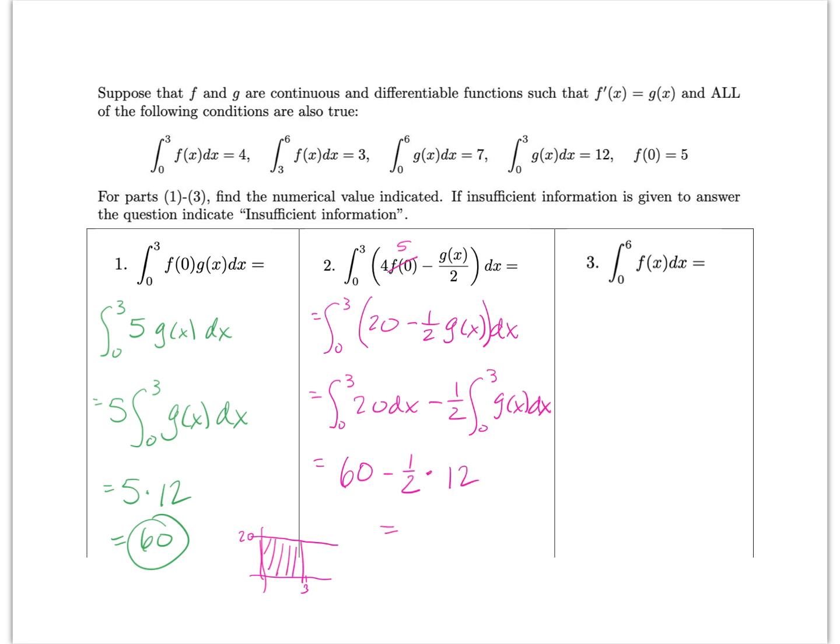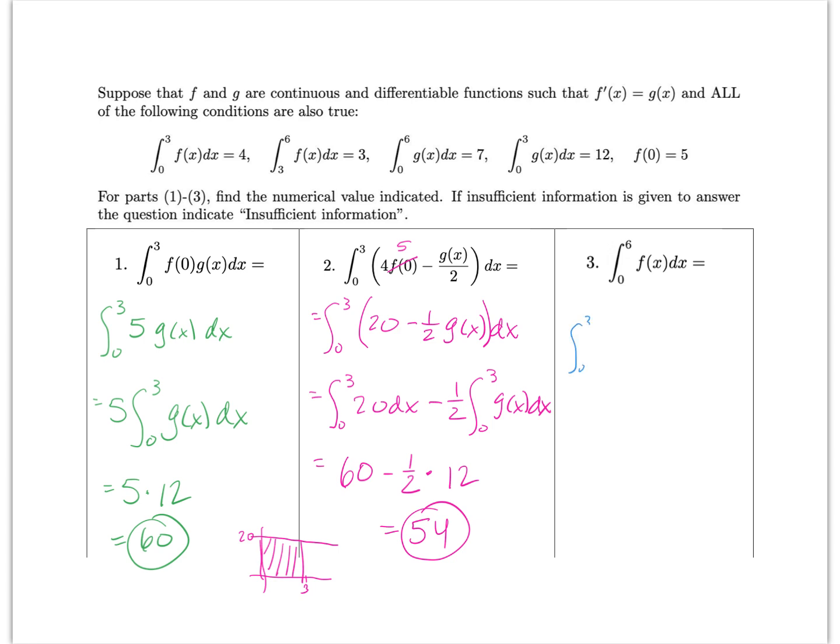So 60 minus 6 is 54. Number 3, we have the integral from 0 to 6 of f of x dx. So that is not listed directly up here. I don't have the integral from 0 to 6, but I do have the integral from 0 to 3 and the integral from 3 to 6. So I'm just going to add those together to get the integral from 0 to 6.